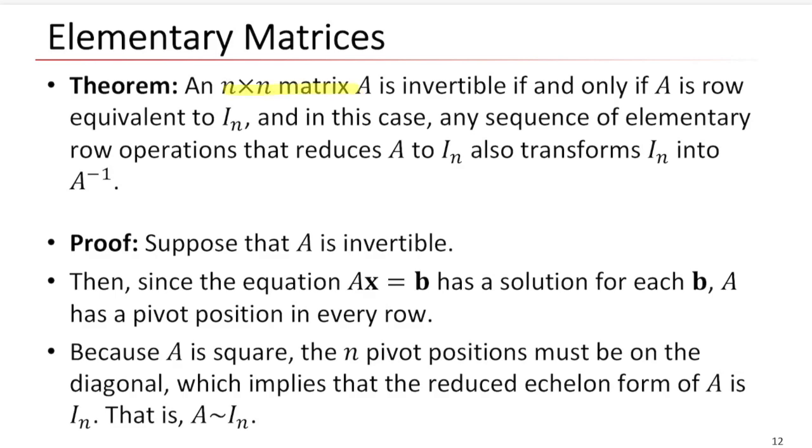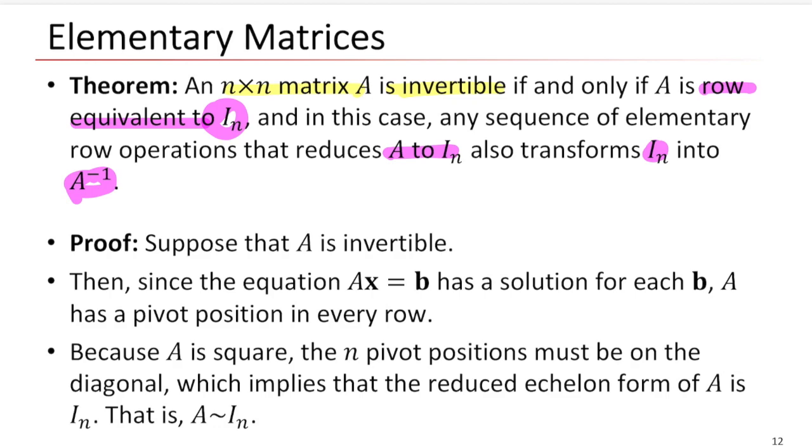Okay, an n by n matrix A is invertible if and only if the matrix A is row equivalent to the identity matrix In, and in this case, any sequence of elementary row operations that reduces A to In also transforms In to the inverse of A, the inverse of the matrix A.